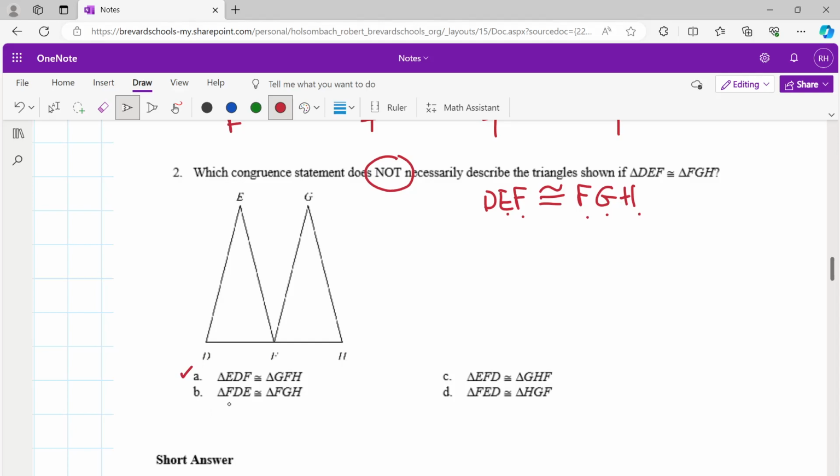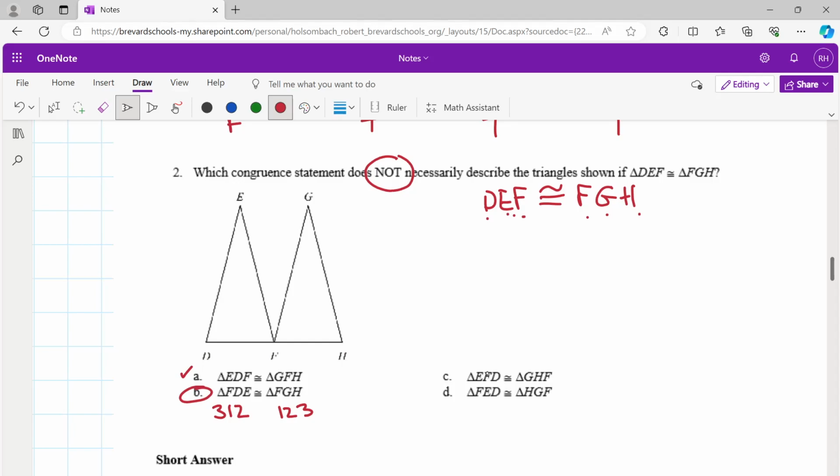And answer choice B, FDE. So instead of going DEF, they went third, first, second. So they went third, first, second. And then in their second description, FGH, they kept them in order 1, 2, 3. So are those two congruent? No.